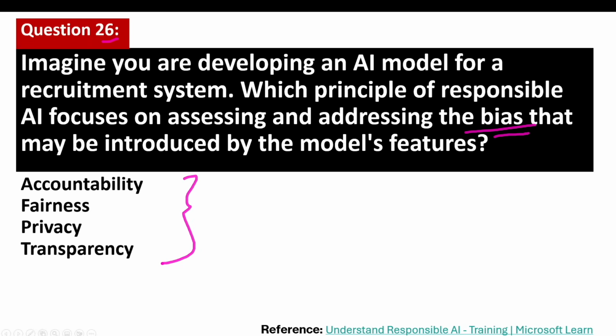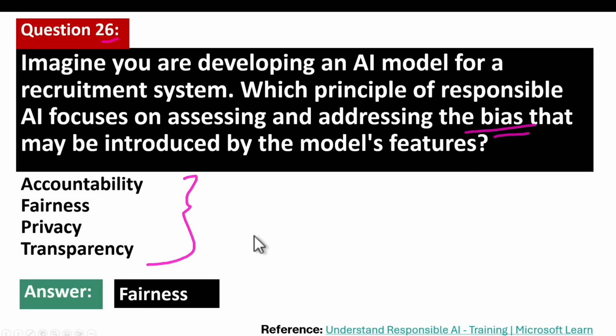So, which responsible AI principle is going to address the bias component of the model responses? Go through the options. The correct answer is fairness. We looked into what the responsible AI framework is in the last question. So here, let's dive deep into understanding fairness.